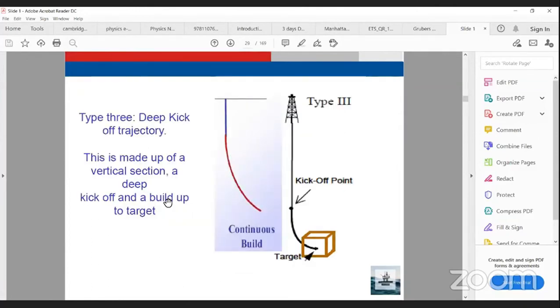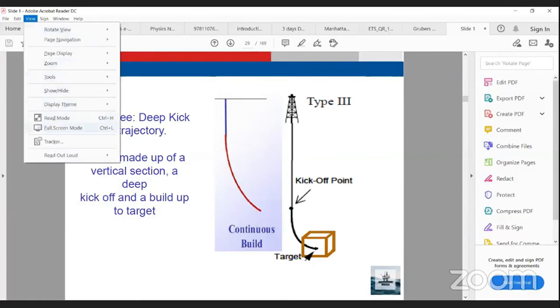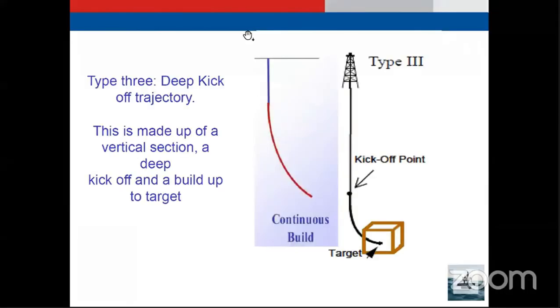The last type is called the deep kick-off point or deep kick-off trajectory. The deep kick-off trajectory is composed simply of two sections. The first section I will drill vertically. Then I will start the kick off point, but I can start the kick off point deeply. Yeah, this section may be at 6,000 feet, 10,000 feet.